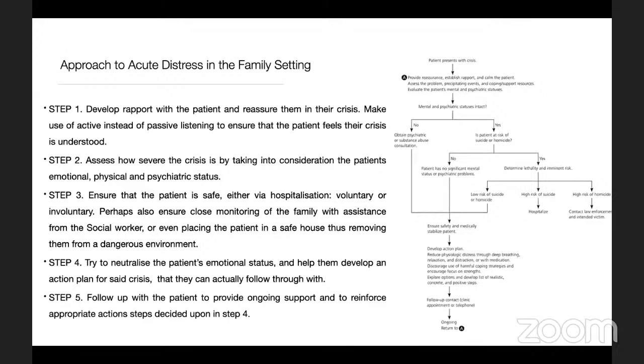Step 5, follow up with the patient to provide ongoing support and reinforce appropriate action steps that were decided upon in step 4. As you can see on the side, essentially what I had mentioned were the 5 steps for acute distress. This is just a diagram stating the same thing.